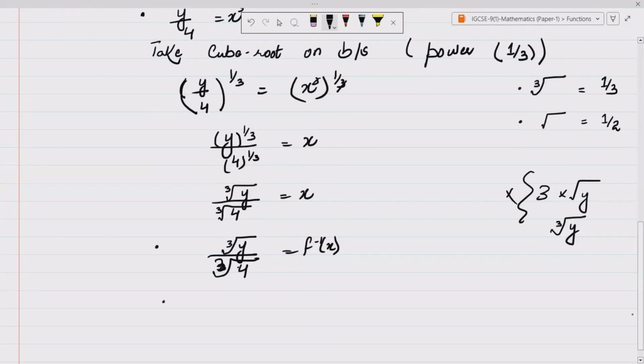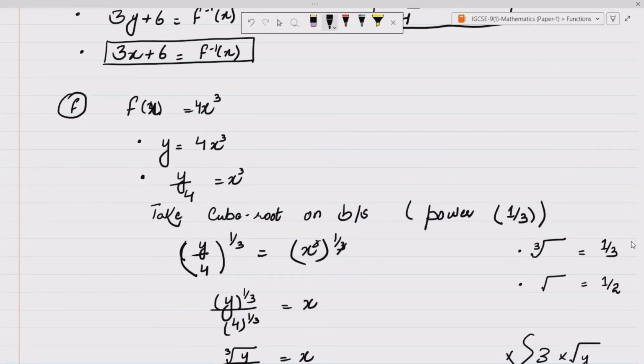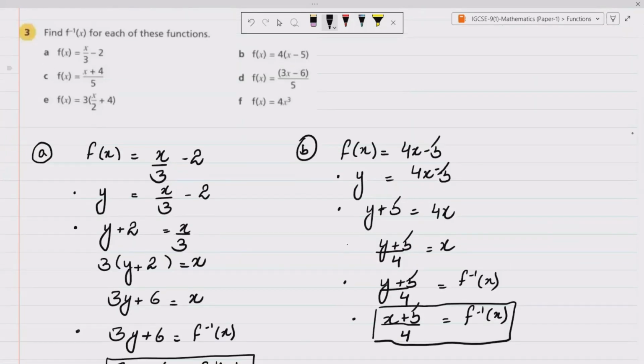And then in the fourth step, what do we have to do? Replace this y with x in step 4. This is f inverse x, and we are done with the inverse of f of x, which is 4x cubed. So parts C, D and E are very simple to do, so do them by yourself as homework, and question 3 is complete now.